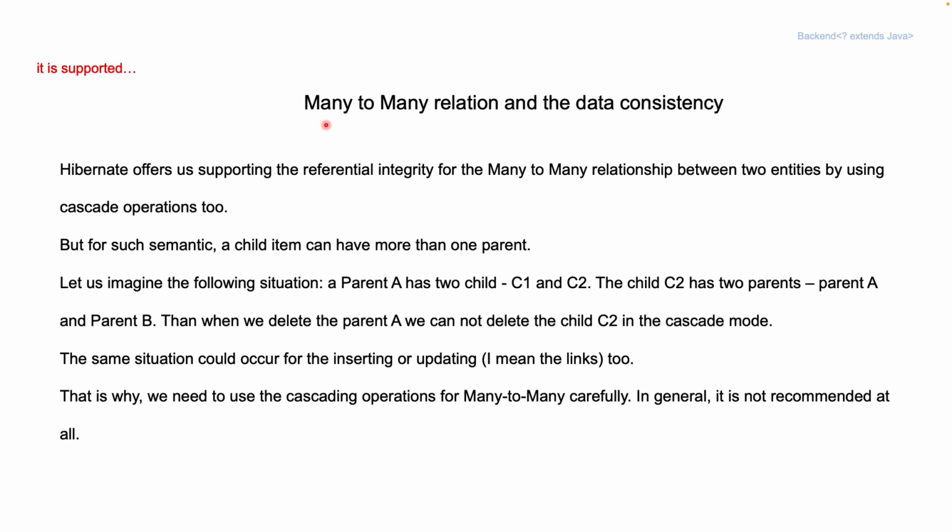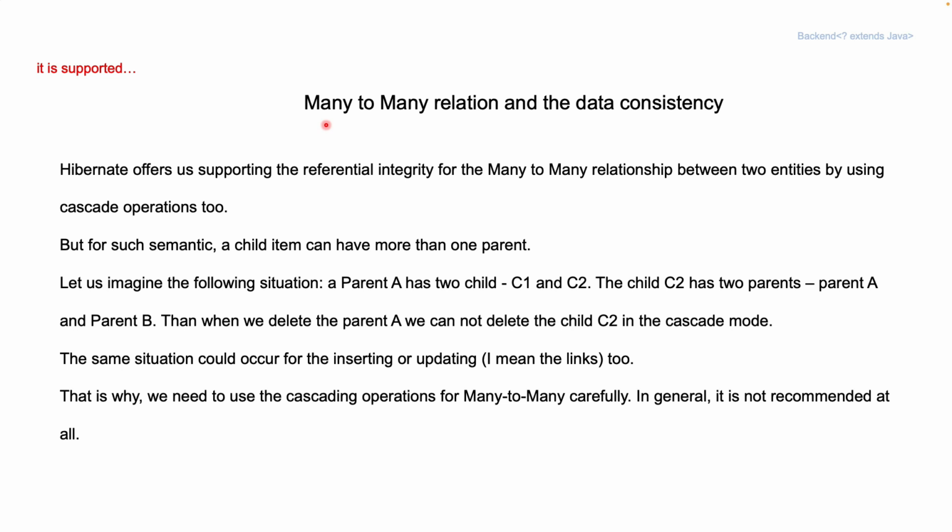Then, when we delete the parent A, we cannot delete the child C2 in cascade mode. The same situation could occur for inserting or updating, I mean the links. That is why we need to use cascading operations for many-to-many carefully. In general, it's not recommended at all.